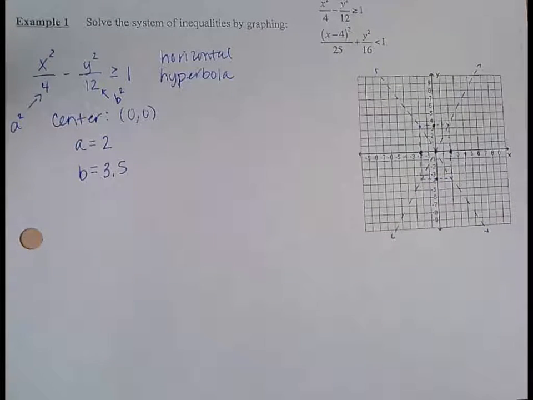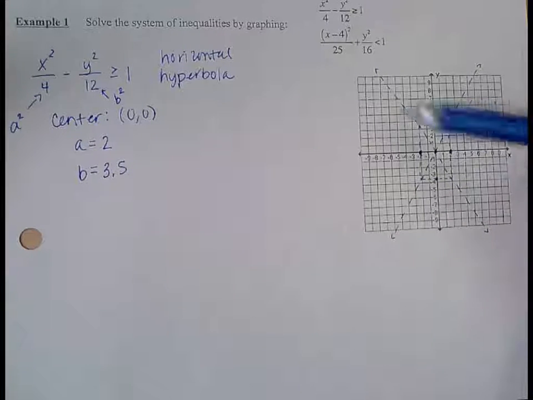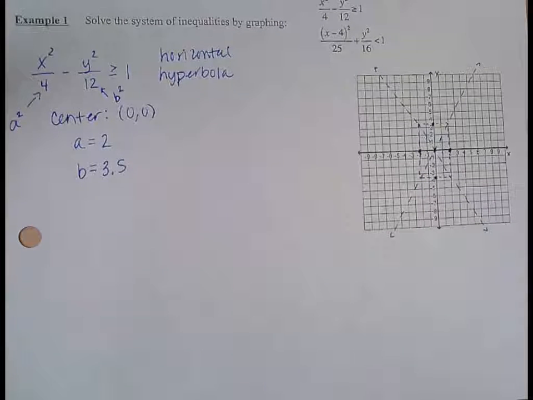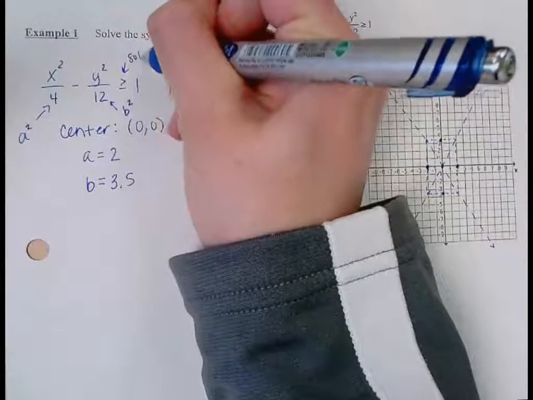And then once you have those drawn in, you just need to make sure you are graphing the curves of the hyperbola the right way. Remember, this is a horizontal hyperbola, so we should have a curve opening right and a curve opening left. Now, will the curves of the hyperbola be solid or dashed? Solid. So we have a greater than or equal to.